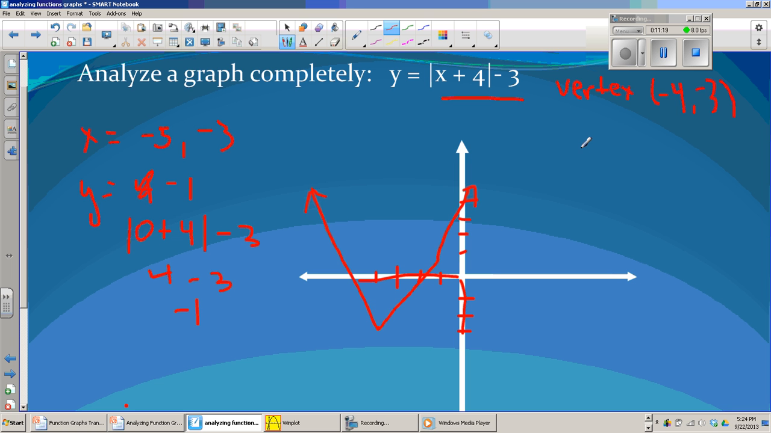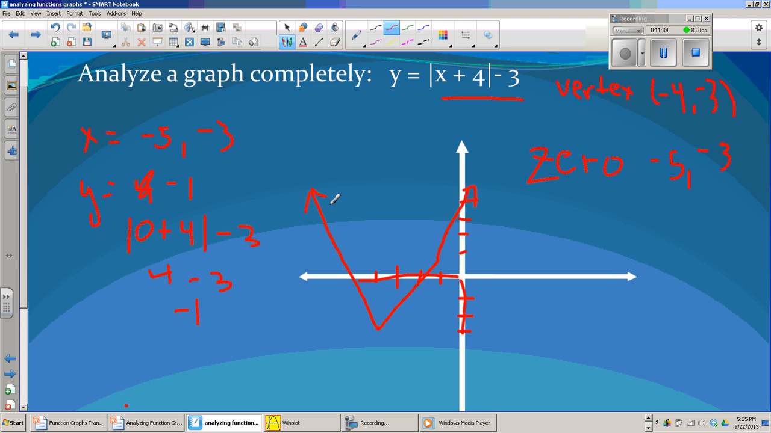So we've looked at the y-intercept, and we know that also the zeros, or the solutions, should match the x-intercepts. So my zeros for this particular graph are -5 and -3.